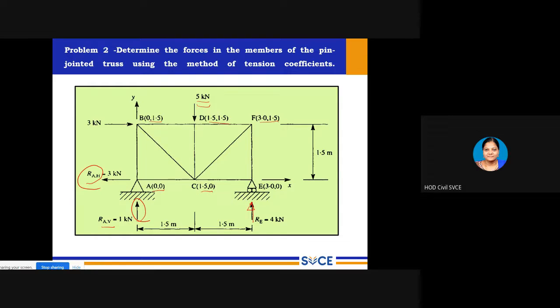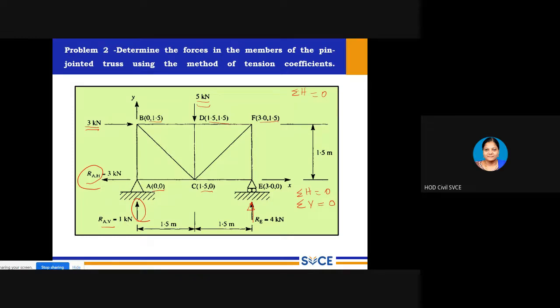Okay. So now you have to apply again equations of equilibrium, summation H equal to 0 and summation V equal to 0, to get the support reactions. I think you know how to get the support reactions, right? So when you apply summation H equal to 0, what will you get? Here they have assumed a direction like this. And here you have an external force.